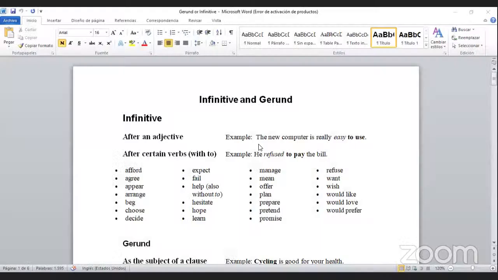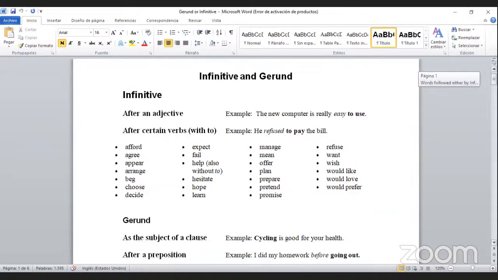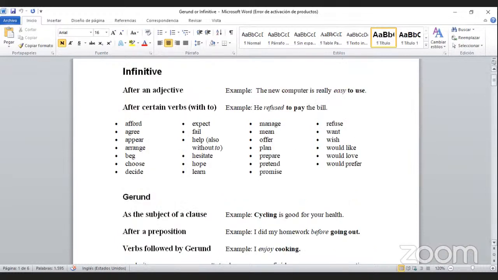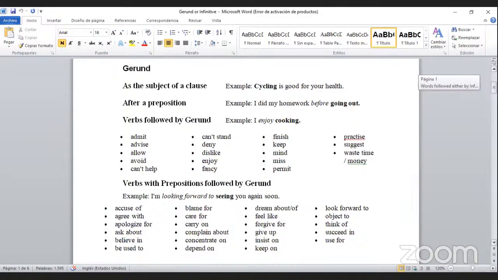Okay, so now first I'm going to explain, and after I will share it with you, okay? So in this part we have infinitive and gerunds, but we're not going to see the infinitive yet. This first part is the infinitive. The second part is the gerund here. So we're going to focus today on the gerund, okay?